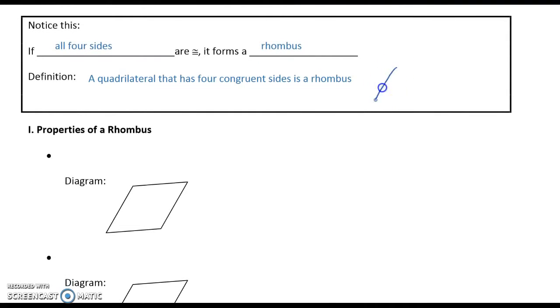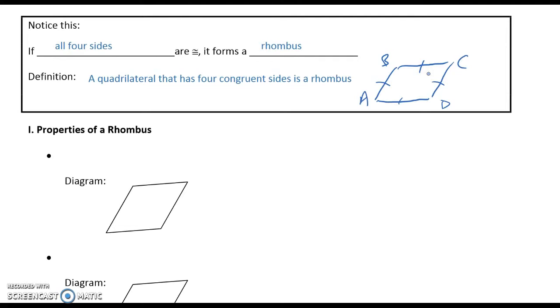All right, so you'll often see the markings like this, right? We can call this quadrilateral ABCD. And if you see all four sides are the same length, then it's also a rhombus. Okay, we've got three properties of rhombuses we want to use in our work today. Let's talk about the first one.